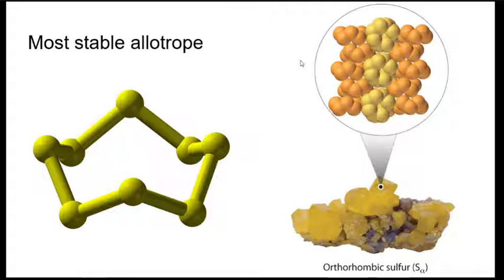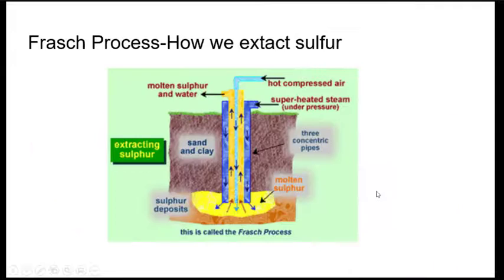The most stable allotrope, or basically version or flavor of sulfur, is what's called orthorhombic sulfur. You can see it here, but if we go at a smaller level, it is 8 sulfur atoms in this little shape right here, just repeating over and over again. That's how you get these crystals like this.